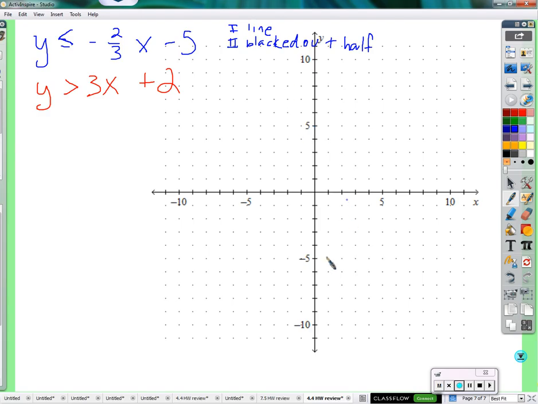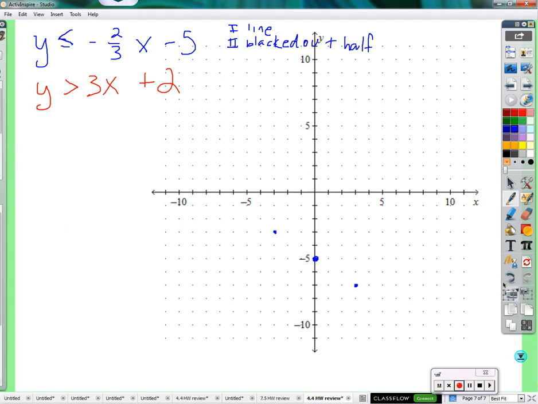So you've got the y-intercept of negative 5. And over, to the left, how much? 3. Okay, 3 then. Whether you go to the left 3 and up 2, or to the right 3 and down 2, it's all the same. We get the same line.